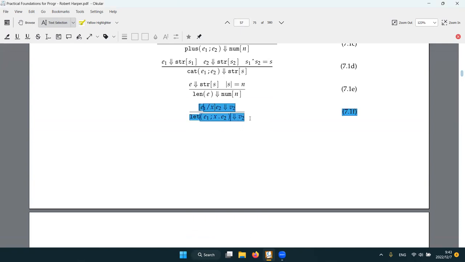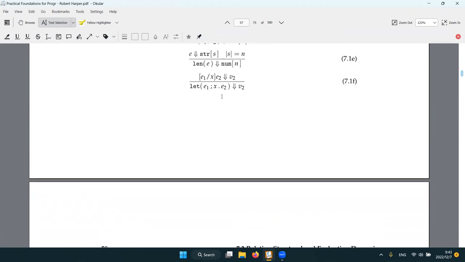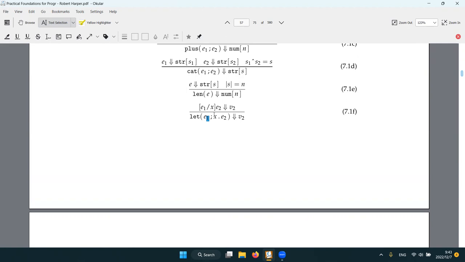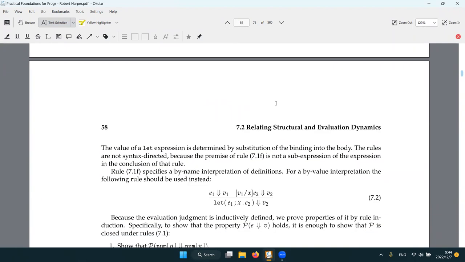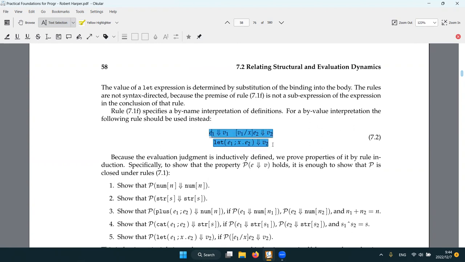So this is a by-name interpretation of let, which means it is lazy, because we don't evaluate E1 directly, but instead we substitute E1 into E2 and then evaluate this substitution. And if we want a by-value interpretation, we need to use this.